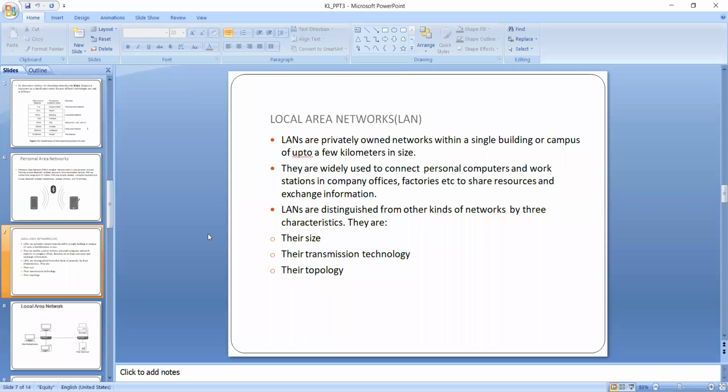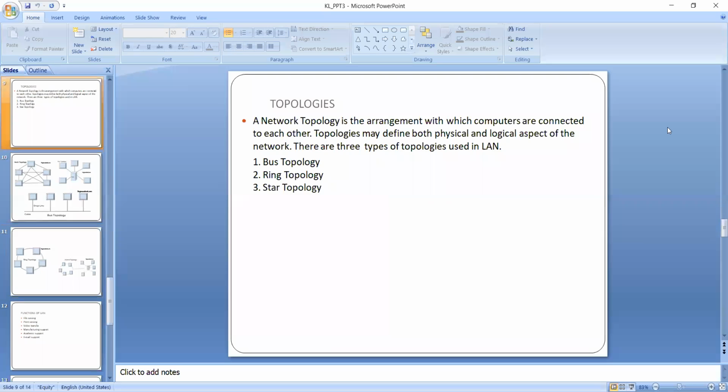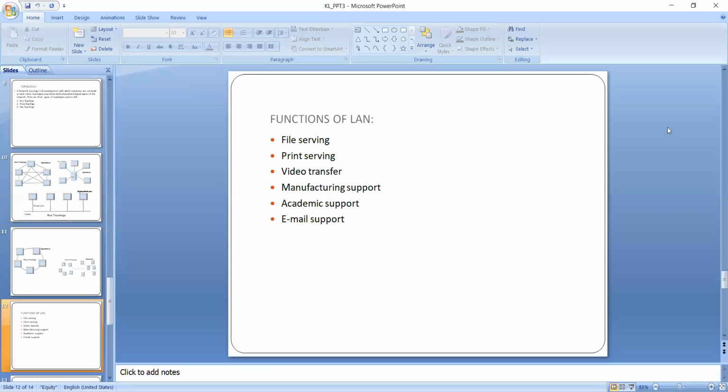Okay, I will show you. So these are the different types of topologies. I am not showing the diagrams because the time will be running out.